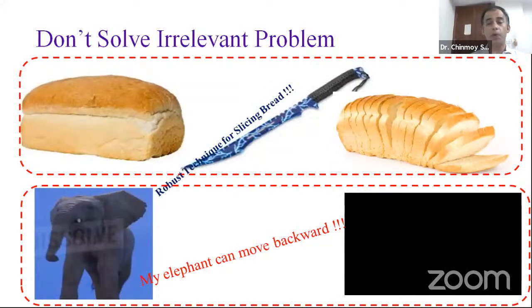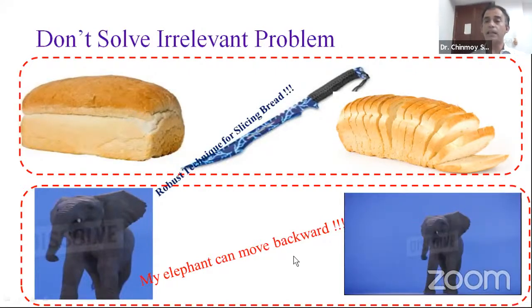Don't solve irrelevant problems. Some people say, especially in our area, I have seen, I have developed a robust technique to do something for which there is always a very simple solution available. So don't propose a sword which can slice the bread, because slicing bread requires just a small knife, not a very big weapon. Similarly, don't say, I have designed something crazy: my elephant can move backward. Fine, your elephant can move backward, but what is the application?